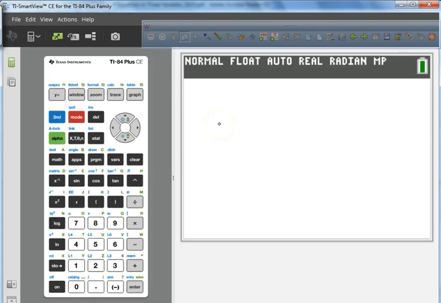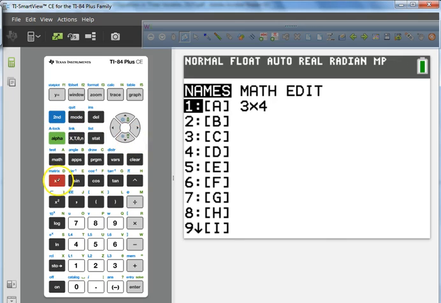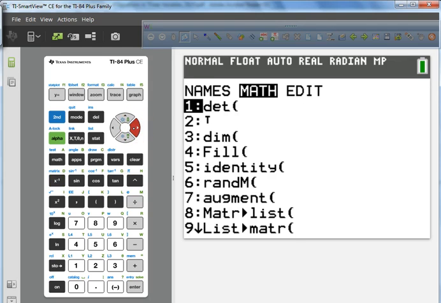And you can always, that's how you do it. You quit. Second mode gets you back there. Now we need to get back to the matrix area. So we hit second matrix, but this time I want you to go to the right where it says math.